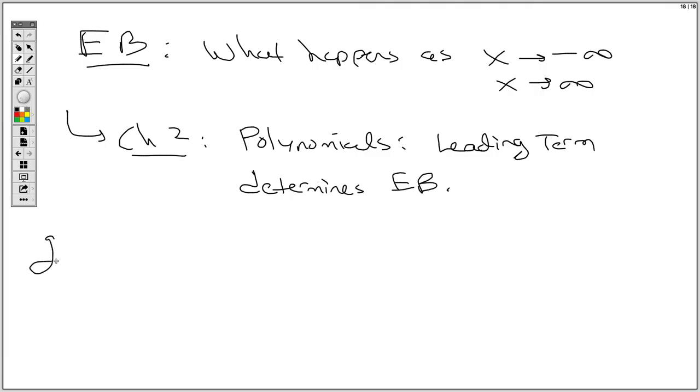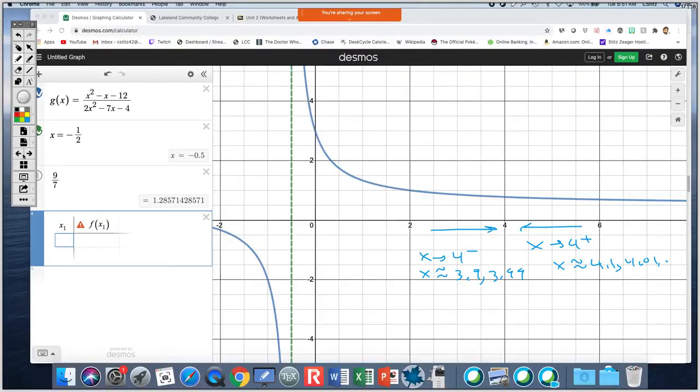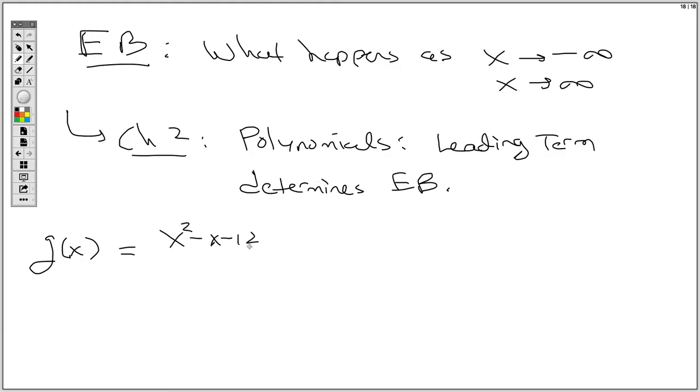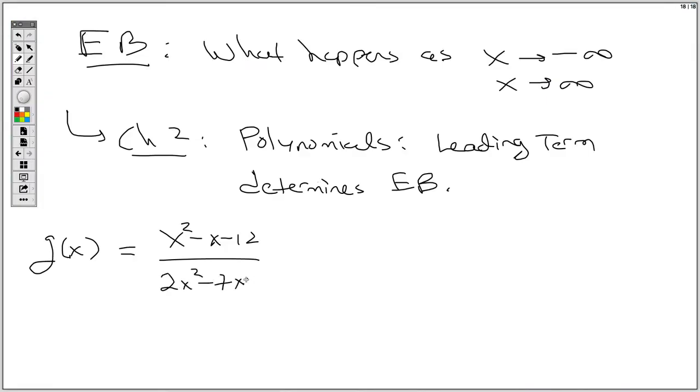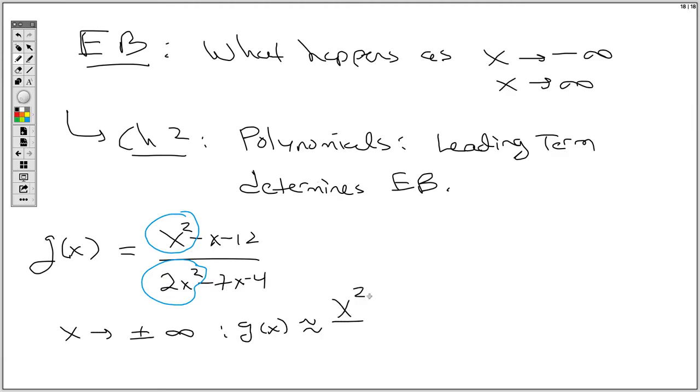All right. So if I look at our function here, g of x, x squared minus x minus 12 over 2x squared minus 7x minus 4. And we look as x goes to, well, plus or minus infinity. We can use what we learned in chapter 2 to help us. Because in the numerator, the leading term in the numerator is x squared. The leading term in the denominator is 2x squared. So it stands to reason that as x goes to plus or minus infinity, the numerator is going to more or less look like x squared. The denominator is going to look more or less like 2x squared. And that simplifies to a half.